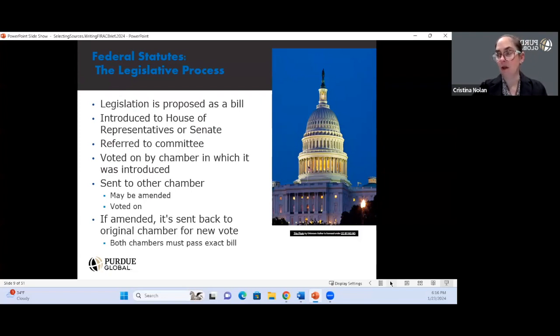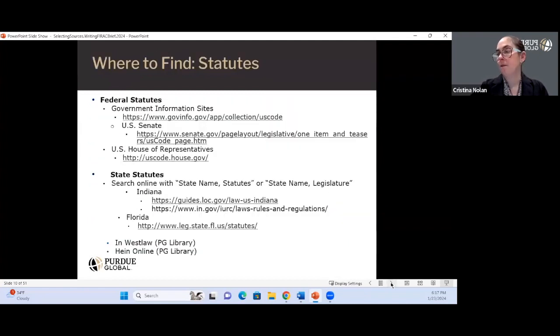Legislation is proposed as a bill. It's then introduced to the House of Representatives or Senate. Referred to committee is the next step. Then it is voted on by the chamber in which it was introduced. And then it is sent to the other chamber. At that time, it may be amended or it may be voted on, or both. If amended, it's sent back to the original chamber for a new vote. Both chambers, though, must pass the exact same bill. That is just a little overview on the process.